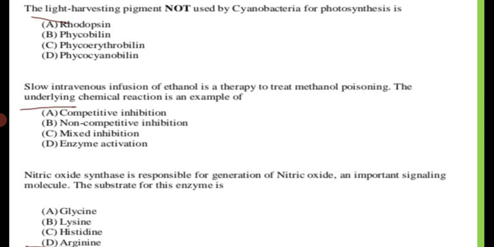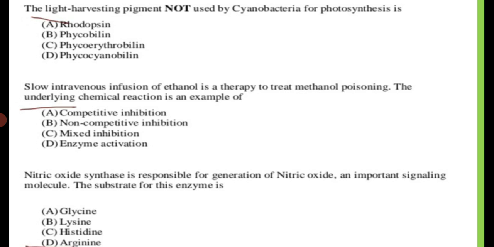However, in the case of methanol, formaldehyde is converted into formic acid, and formic acid deprives the cell of O2 and causes it to die. So methanol is a danger for a cell. When ethanol is used as a therapy to treat methanol poisoning, ethanol acts as a competitive inhibitor of alcohol dehydrogenase, and hence the ethanol gets converted into acetic acid rather than formic acid. So it is a competitive inhibition of the enzyme alcohol dehydrogenase. So option A is the answer for this question.